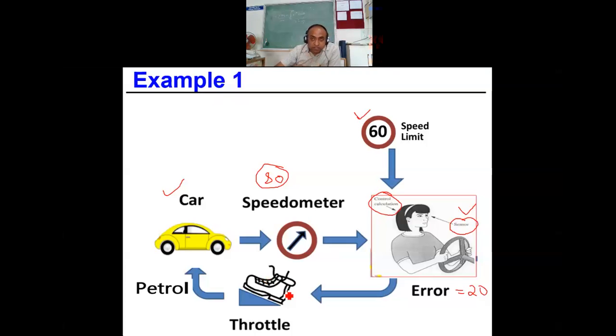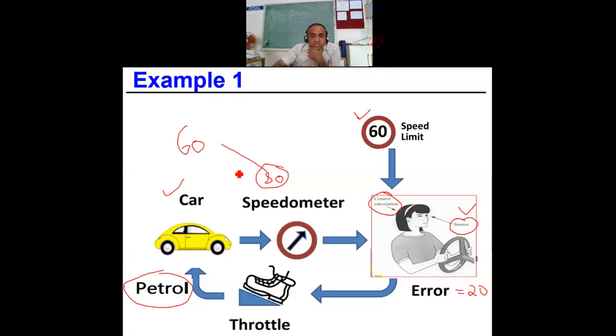She puts back her accelerator, or puts back her foot, which is used for throttling. So she reduces the speed. By reducing, what happens? The flow of petrol gets reduced, and finally your car is brought from 80 to 60. So this is how the overall closed loop system works. I would have to show the car, Alka's image, sensor, calculation, her brain, her leg, all that.